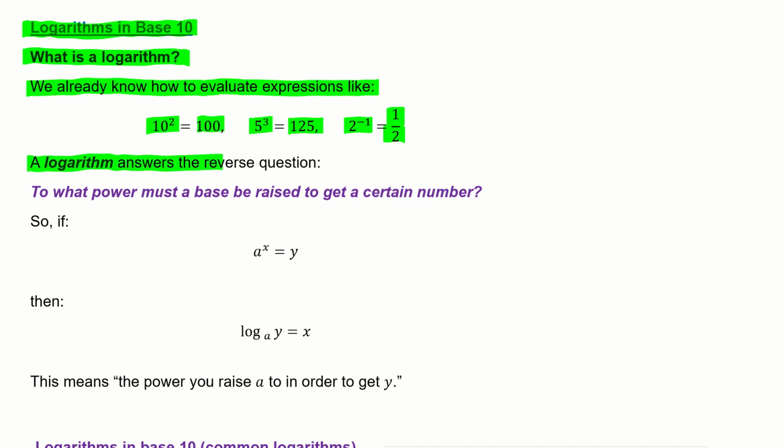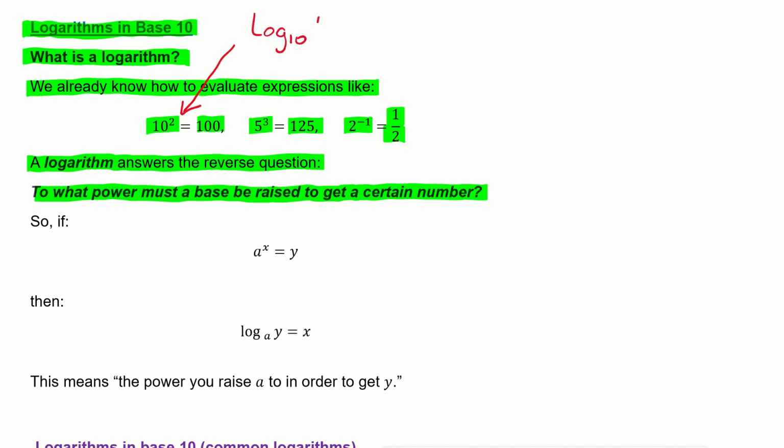A logarithm answers the reverse question. To what power must a base be raised to get a certain number? So an equivalent statement to 10 squared is 100 is that log to the base 10 of 100 is equal to 2. It says 2 is the power to which I must raise the base of 10 in order to get 100.